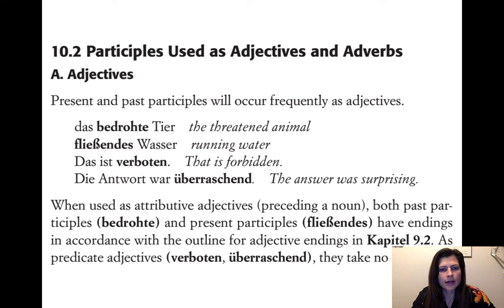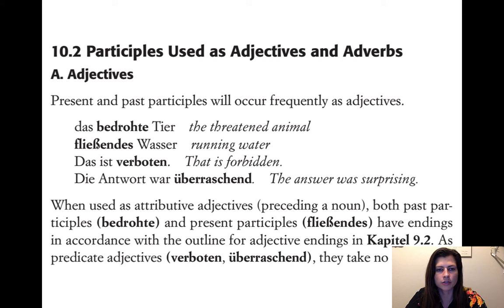And then we have, so those were present participles, things that are happening right now, but we can also do past participles, and these are maybe even more common. So present and past participles will frequently occur as adjectives. So das bedrohte Tier, which is the threatened animal. So bedroht is the past participle. So we learned how to make past participles when we did the perfect, the present perfect, the conversational past tense. That's when we learned how to form past participles.